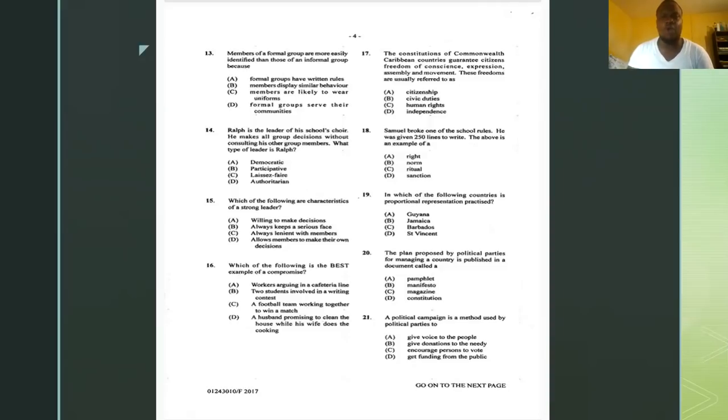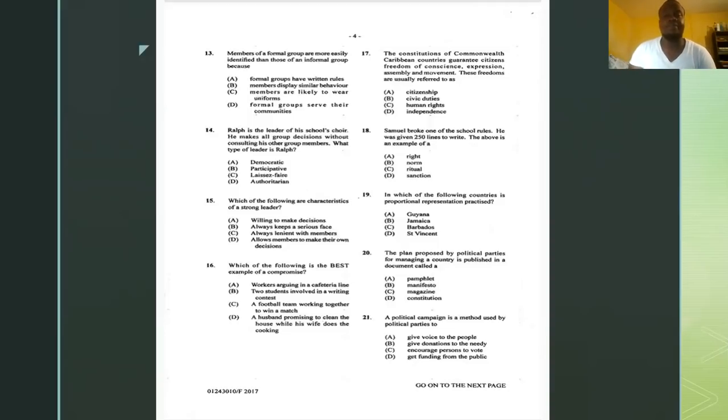Number 18 now. Samuel broke one of the school rules. He was given 250 lines to write. The above is an example of A, a right, B, norm, C, ritual, D, sanction. So if you break a rule and they are going to issue some sort of punishment, that's an example of a sanction. So number 18 is D, sanction.